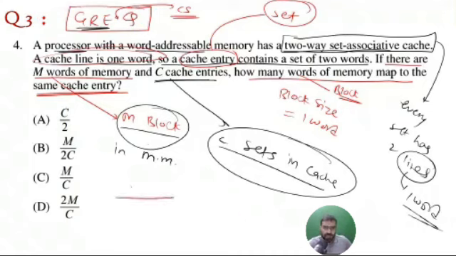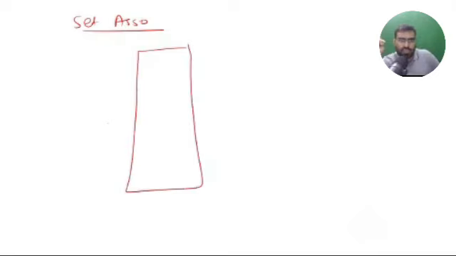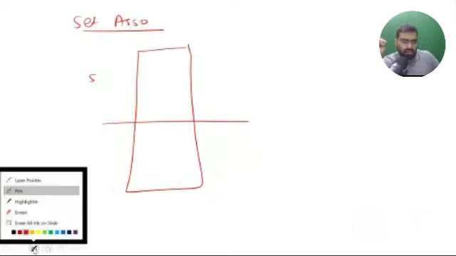Answer will be option C because we already know what happens in the set associative. In the set associative, you divide the cache into sets. For example, let's assume you have total four sets. You can notice set 0, set 1, set 2, set 3.